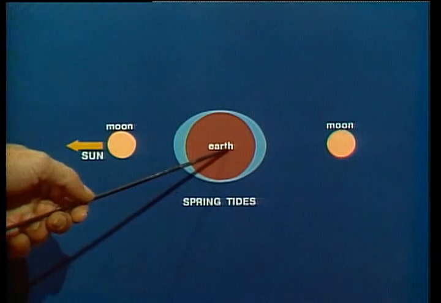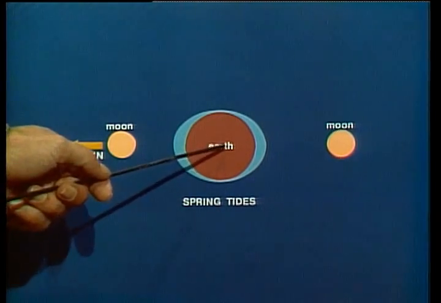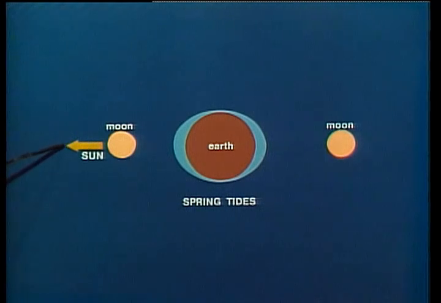Now we must remember that not only does the Earth spin and the Moon rotate around the Earth, but we also have the Earth gradually precessing around the Sun. And every so often, about twice a month, the Moon and the Sun are in line with the Earth. So here we have the Earth, the Moon, and the Sun.